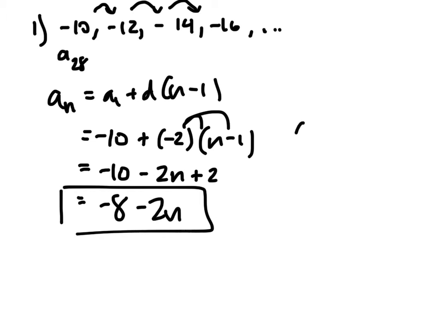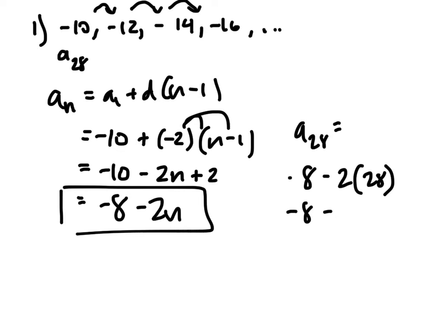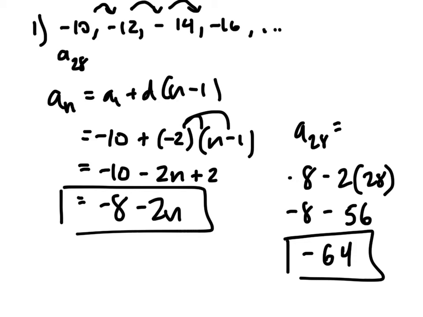So if I want to find a sub 28, I'm just going to plug in 28. So I'll get negative 8 minus 2 times 28, or negative 8 minus 56. Now I'm just going to make that look a little bit nicer. Negative 8 minus 56 then is negative 64. So that negative 64 is the 28th term.